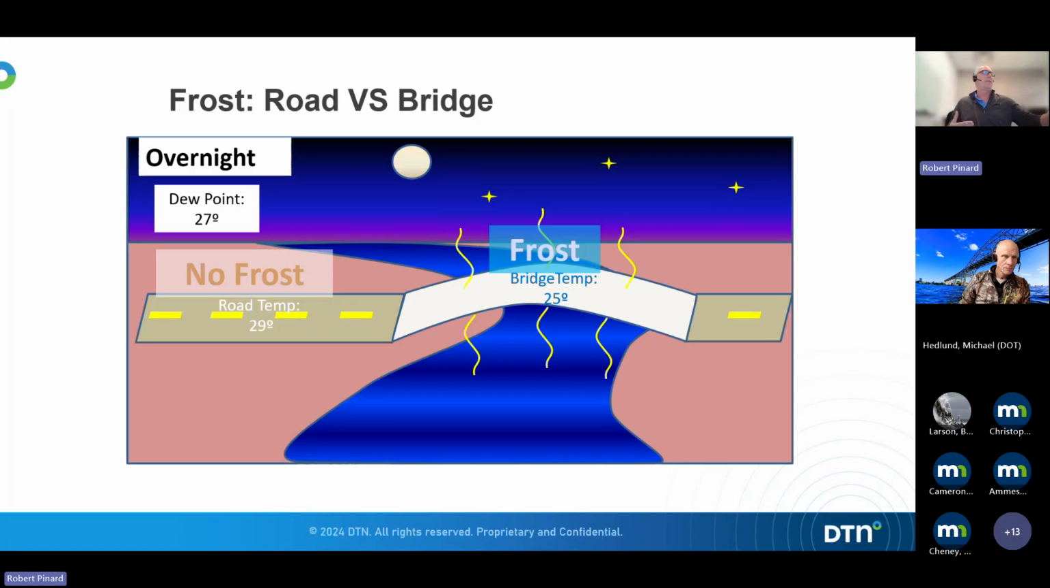If all of a sudden you would drop that road temperature down to 25, 24, you would see that frost build up a lot quicker, and it could be a lot thicker as well on the roadway. So becoming more slick quicker.